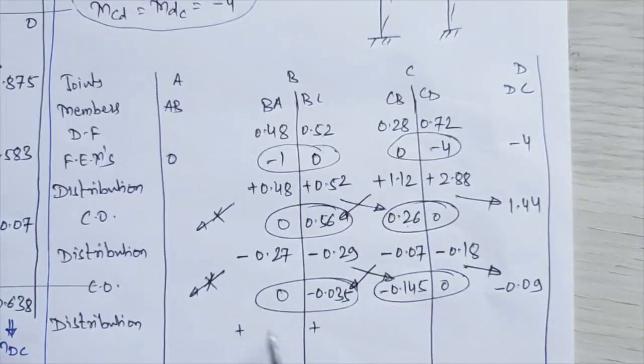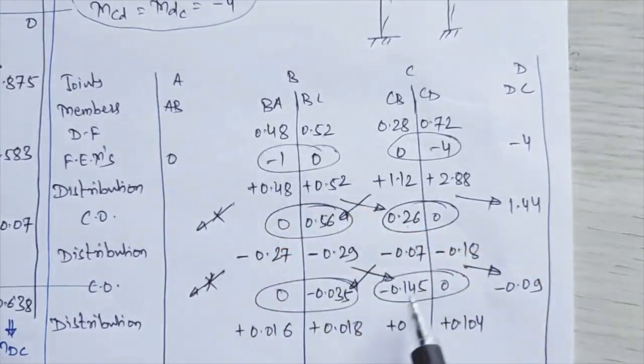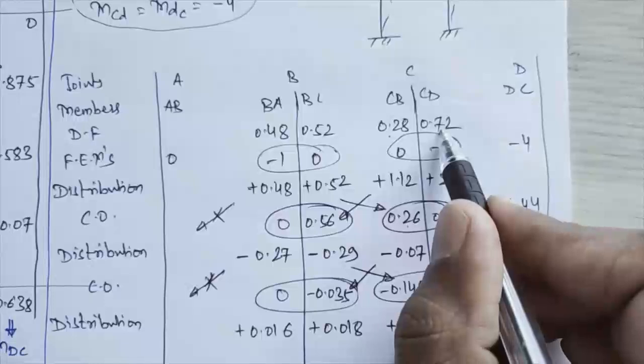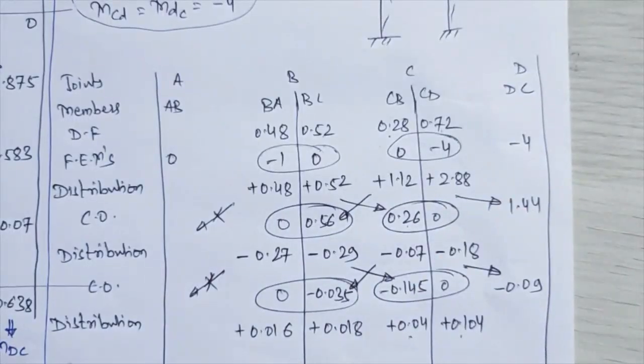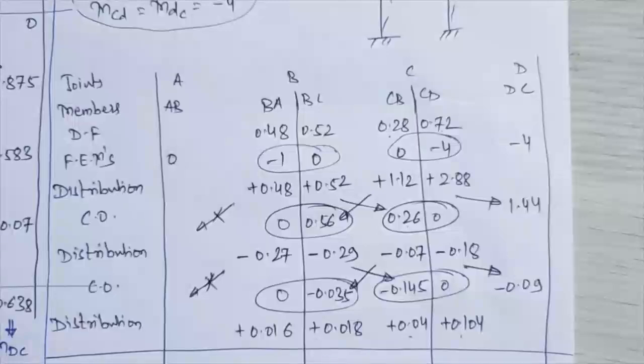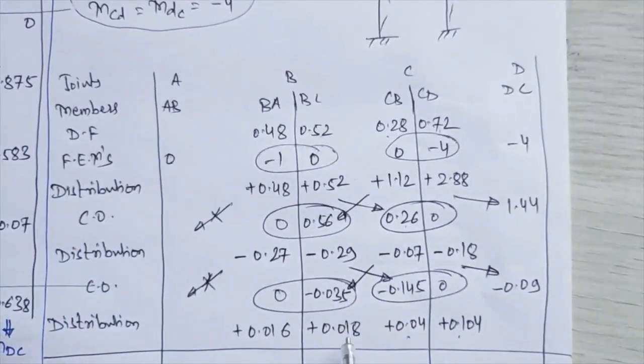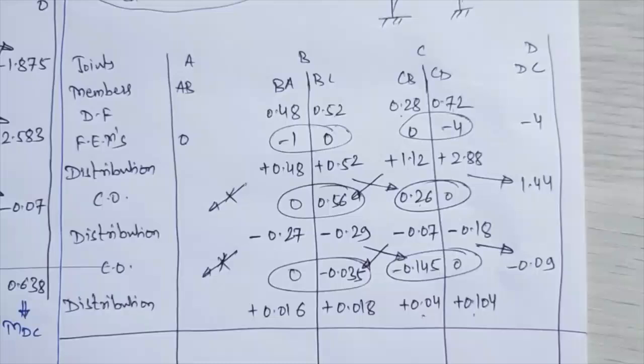So distribution will be again positive. So this I am getting as 0.016. This I am getting as 0.018, and here I will get as 0.04, and here I am getting as 0.104 over there. Distribution of 0.035 into 48 and 52, and 0.145 into 0.28 and 0.72. I am getting these values over there. Okay. So we'll stop the table here, because almost answers I am getting in very smaller values over there.